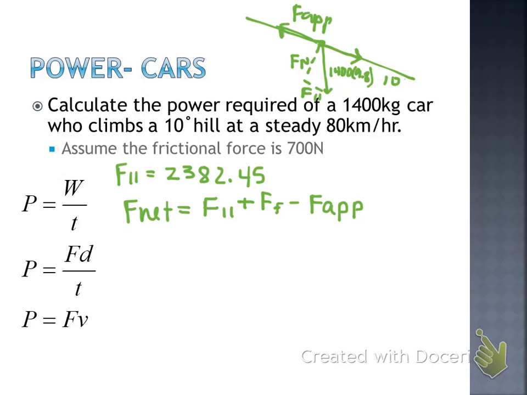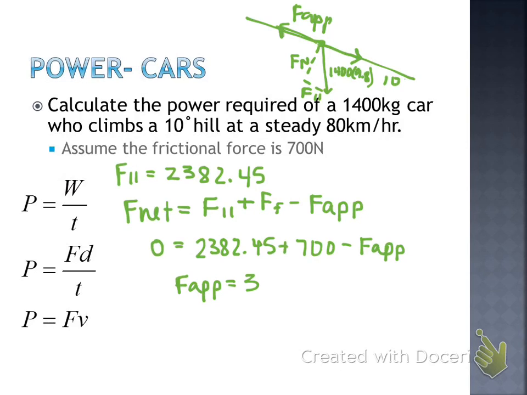Okay, so this net force has to be what if we want our car to move at constant speed? 0. Okay, so our parallel is 2382.45. Our friction is 700. So our applied force has to be equal to the combination of those, right? So that means our applied force is what? 3082.45, right? And so we'll take that multiplied by our velocity to find power.